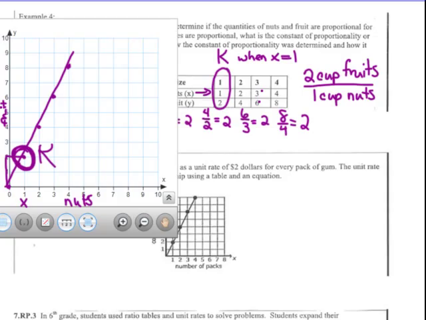In the table, the constant of proportionality shows up when x equals 1. In the graph, which is right here, when x equals 1, that's my constant of proportionality. Hopefully you remember that from many months ago.